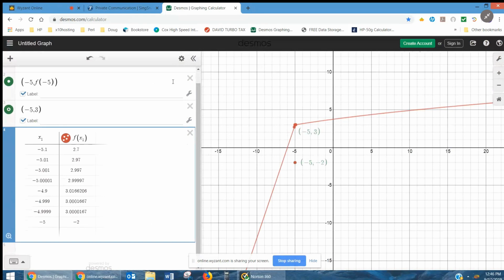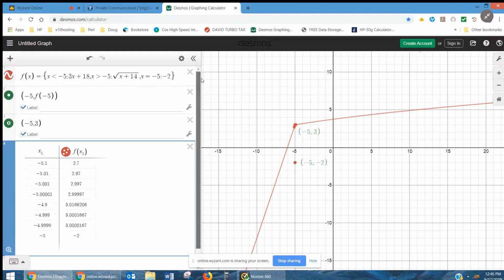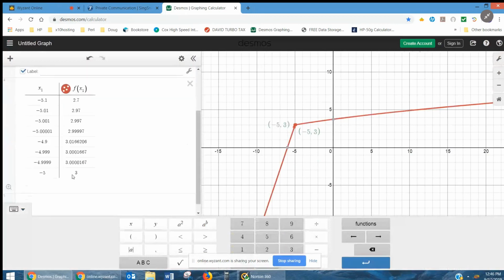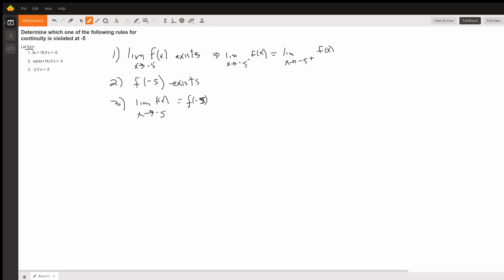If we just change this rule to be a 3, when x is -5, y is 3, then all of a sudden the function would be continuous because the limit would equal the function value. Okay, there you go. So we're back to here. This is the condition that is violated for continuity. The first two are satisfied, but the third one is not. Okay, there you go.